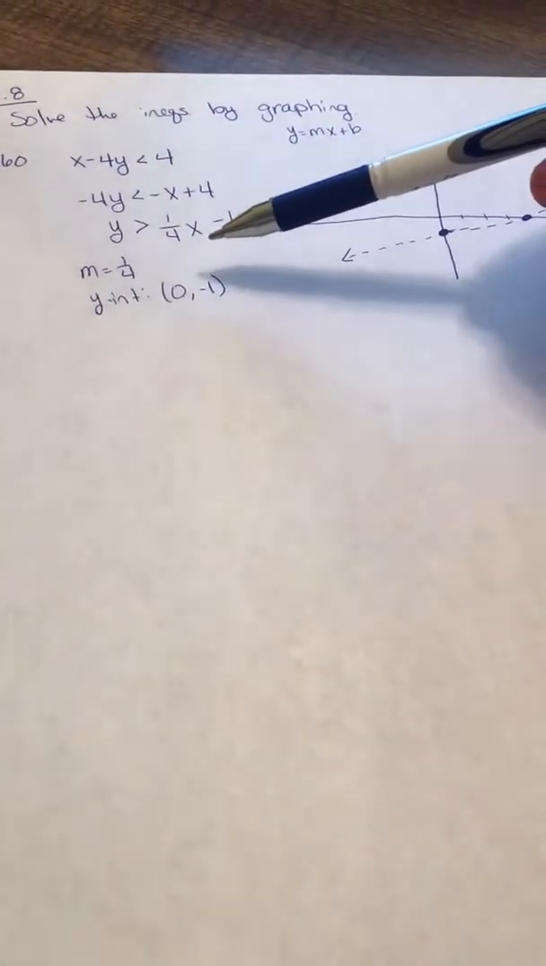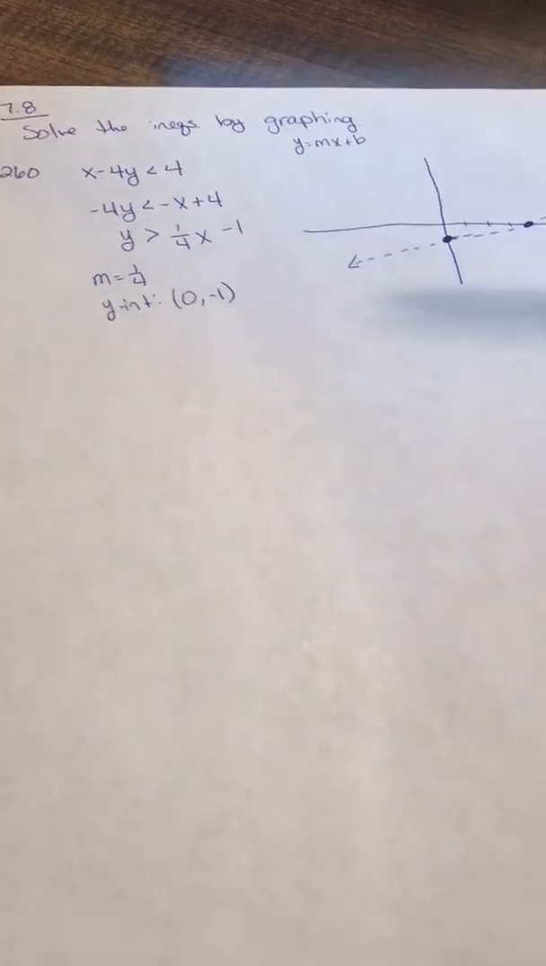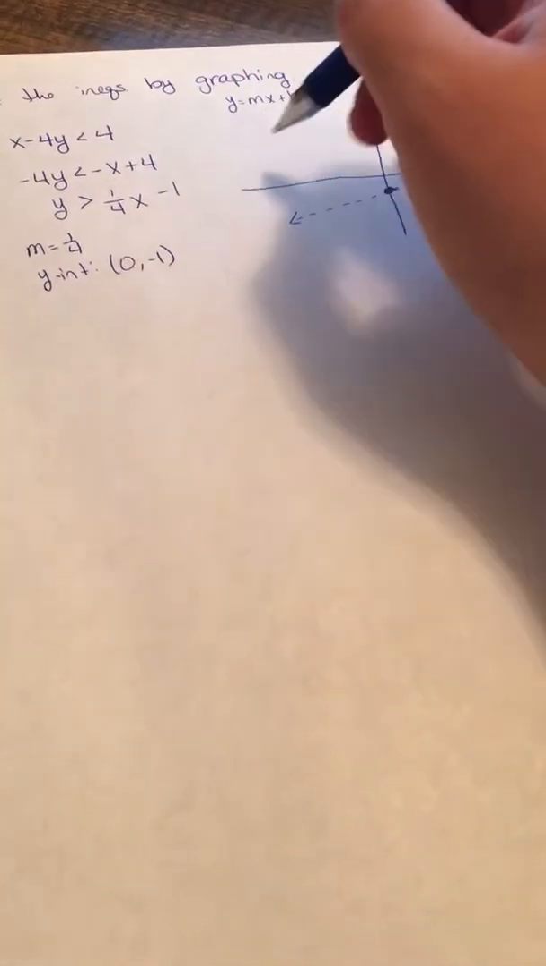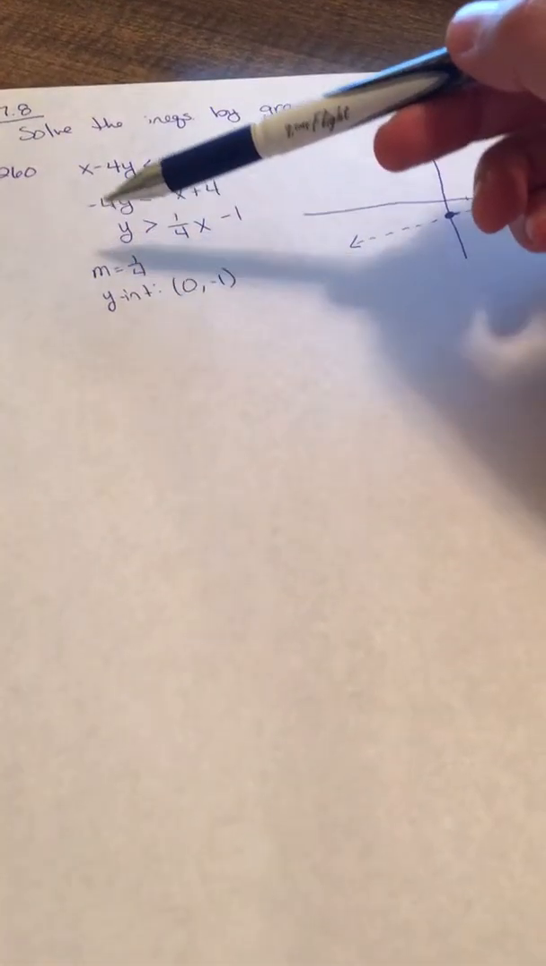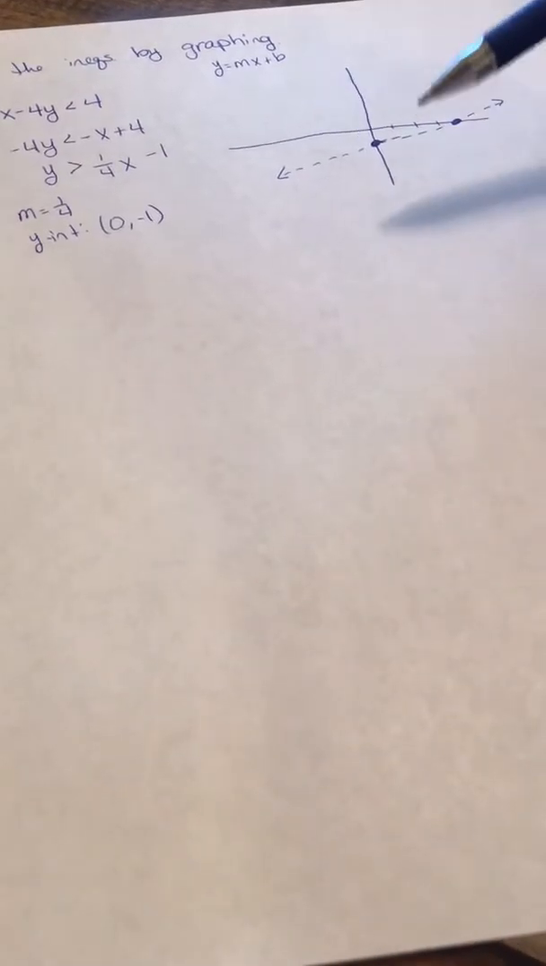Now the easiest thing to do to shade these, because of inequalities, just like on number lines, you wouldn't just put a point at negative 1 and be done. You have to shade to the left or to the right on a number line, or in between, or whatever the case is. For these, if you always have y on the left, this tells you which way to shade. Greater than, you shade above the line. Less than, you shade below the line. So if you do greater than, that means shade above. That's the way I always do it.